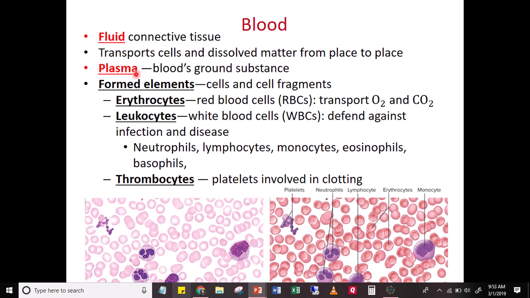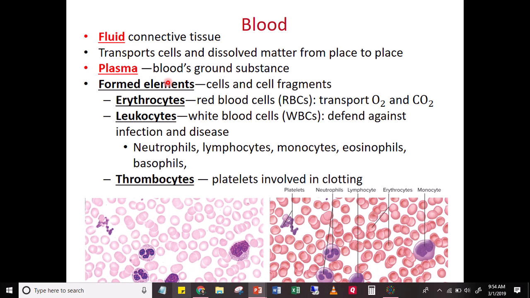Now, the ground substance of the blood, or the extracellular matrix, doesn't have a lot of proteins in it, but has a lot of liquid. And within this very serous, very watery ground substance of the blood, we are going to have a bunch of cells floating around. And these cells, or formed elements, can be categorized into three big groups.